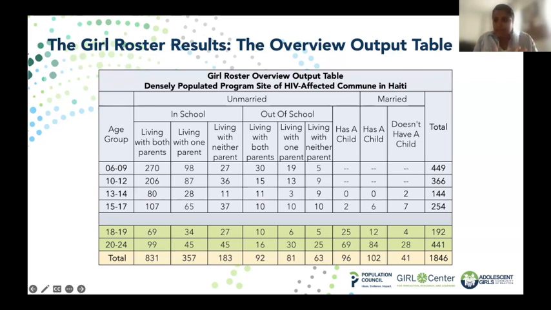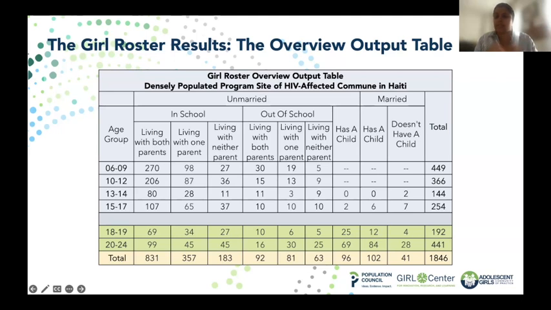Each of these respective boxes you see here with the numbers is a segment. That is what we mean when we say a girl segment, and when we're thinking about specifically programming for a segment. I want to program for the girls who are out of school, living with neither parent, and are unmarried, 13 to 14 years old. There's 9 of them. Those are the girls I'm most interested in.